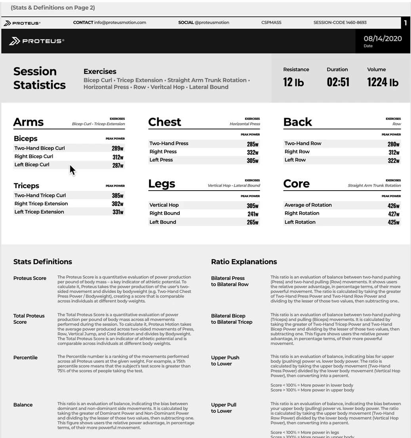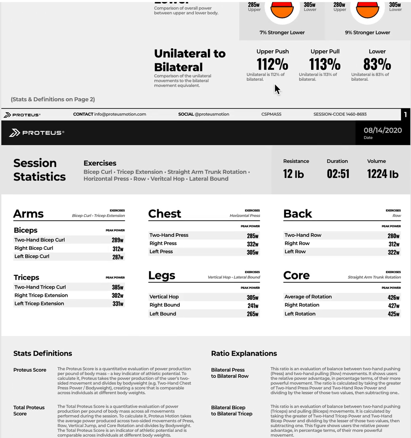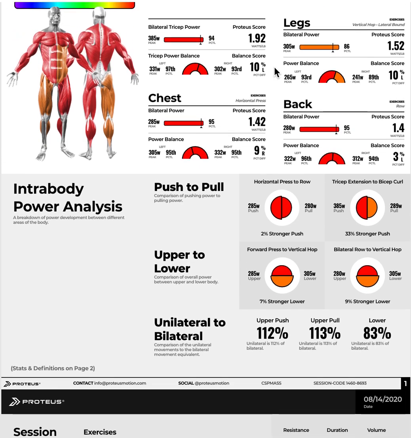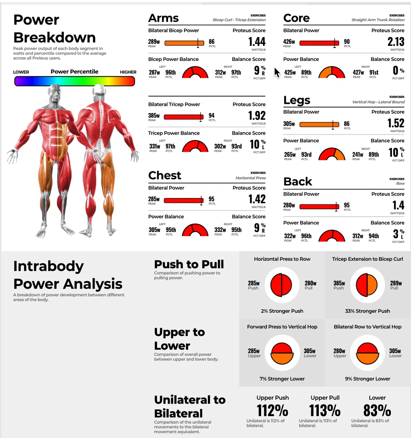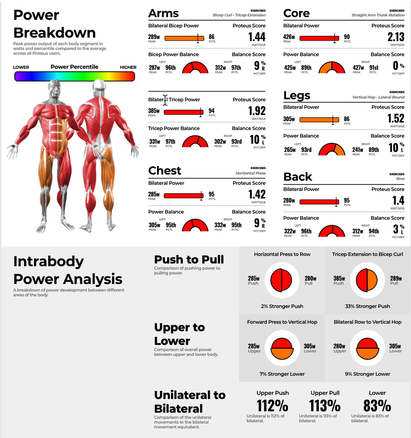and a right-sided unilateral curl and extension, two-handed chest press, two-handed row, as well as a unilateral press and row on the right and the left side, a vertical hop or vertical jump, a left and a right bound, as well as core rotations to the left and the right side. All of these movements are completed at 12 pounds of resistance to standardize the movements across the body, as well as make it easily comparable against various athletes across a normative chart.